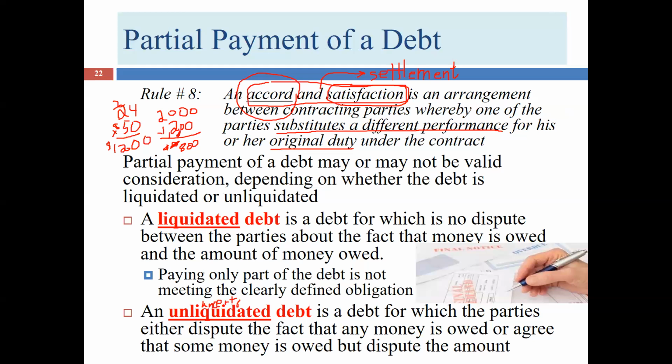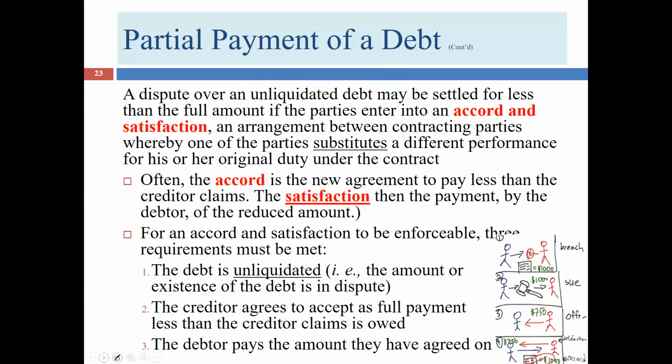There is a dispute. A liquidated debt is when there is no dispute. This can settle for less, this can't settle for less. Okay, we've kind of already talked about this. A dispute for an unliquidated debt can be settled for less than the full amount. Again, here we have the definition of accord and satisfaction.